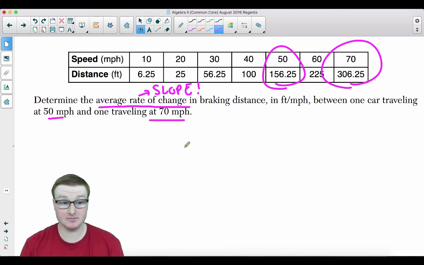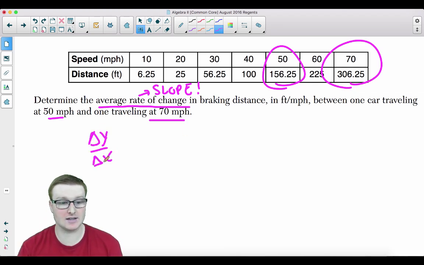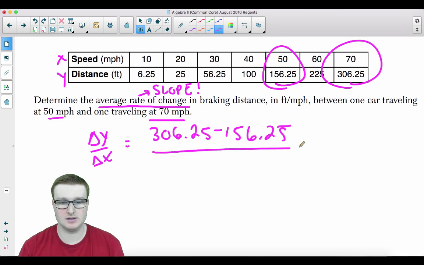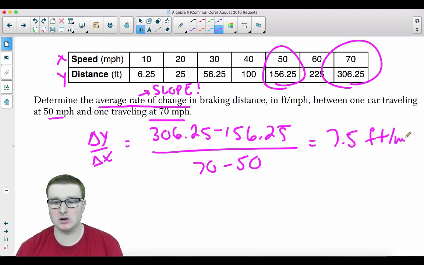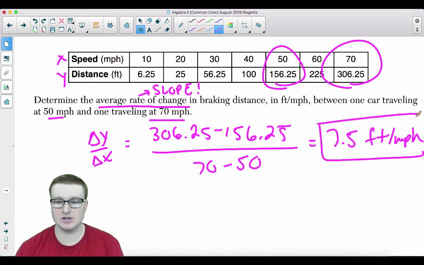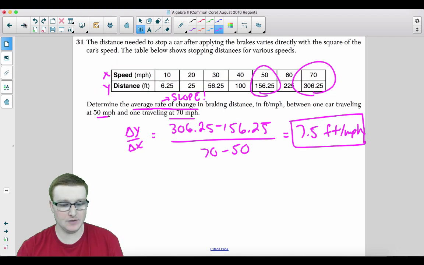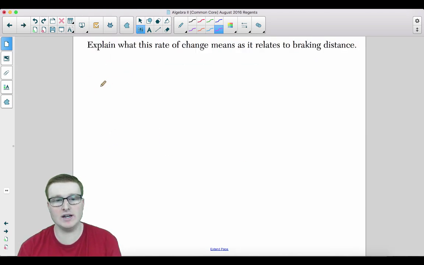So all you need to do is the change in y over the change in x. This is your x, that's your y. So we have 306.25 minus 156.25 divided by 70 minus 50. When you type this into your calculator, you get 7.5 feet per miles per hour. That is your answer. That is the average rate of change. Okay? So that's the first part of the question. Now for the second part of the question, it says explain what this rate of change means as it relates to the braking distance.